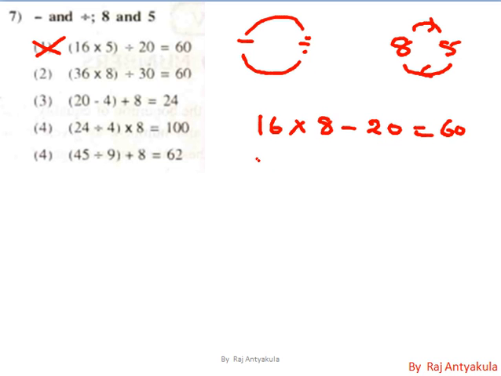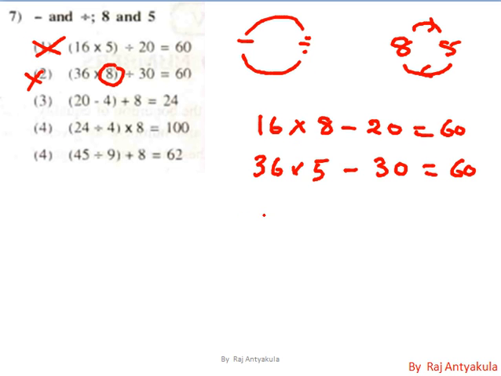Go for the second option. 36 into 8 is there, so 8 has to be replaced with 5. So 5, look at here, divided by means must be replaced with minus 30 equal to 60. 36 into 5, 180. 180 minus 30 is not equal to 60. So option 2 is ruled out.